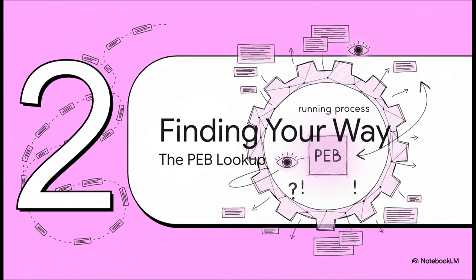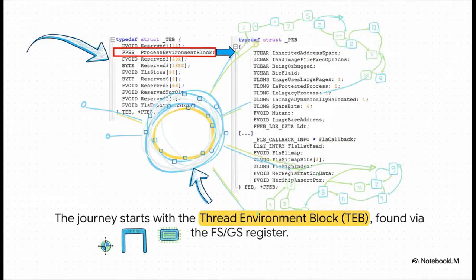So how does a piece of code that's totally blind find its way around the maze of a running process? Well, this is where things get really, really clever. It uses a classic genius-level technique called the PEB lookup. All right, let's trace this out. The whole journey starts at something called the thread environment block, or TEB. Every single thread running in a process has one of these. And here's the key. A special processor register, it's FS on 32-bit, GS on 64-bit, is always pointing right to the current thread's TEB. It's the one thing our shellcode can count on, a guaranteed starting point.